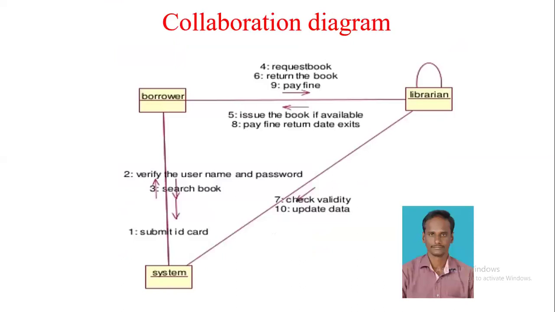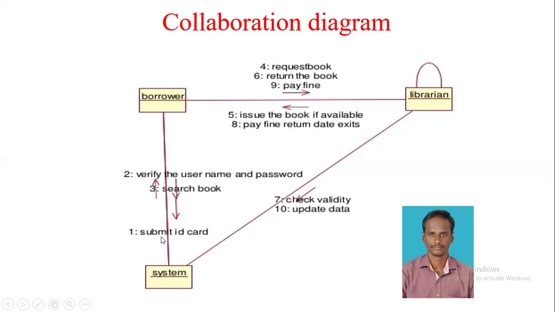The next one is the collaboration diagram. In a collaboration diagram, we need to show what objects are involved and the order of interaction. Initially, this is a library management system. So the library system is there, and the borrower and librarian are involved. Initially, the borrower submits the ID card.